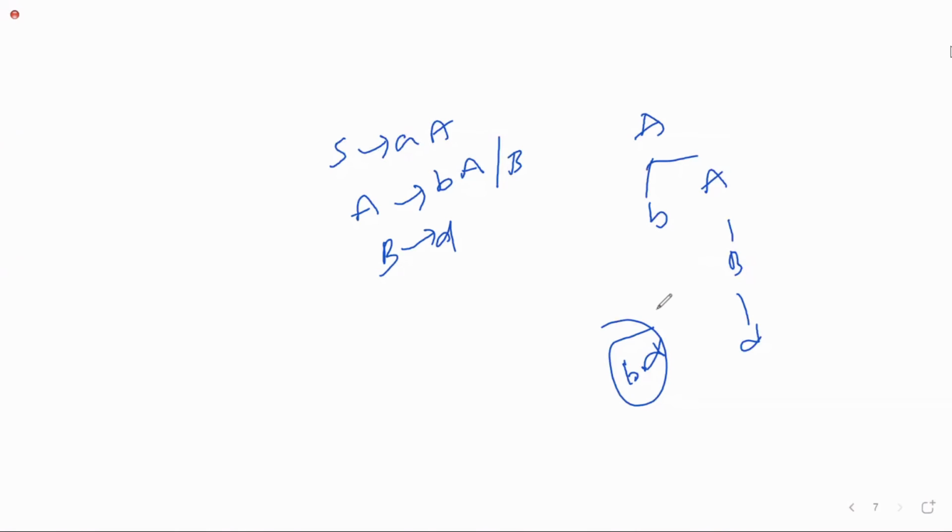Okay. It is able to derive, no? Yes, ma'am. Is there any other? No, ma'am, all are useful symbols. Okay. Here in this example, all are useful symbols up to this point only. I'm not talking about simplification. I'm just telling you the useful or useless symbols.